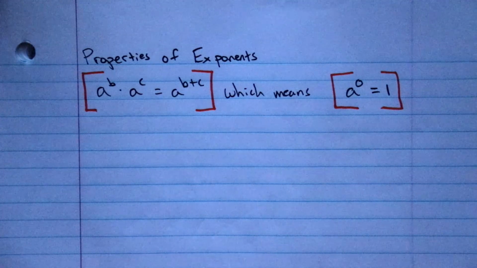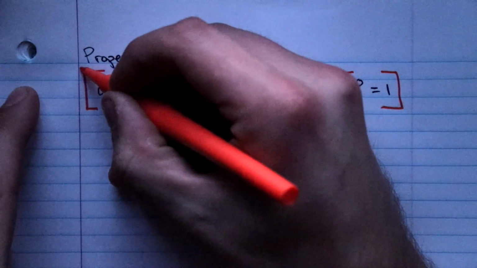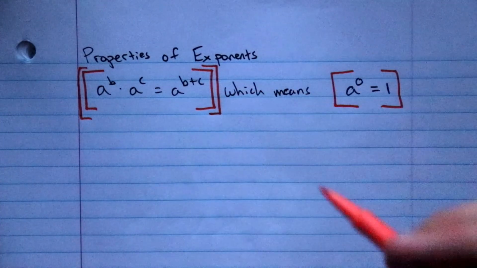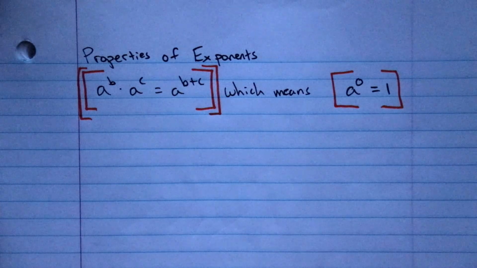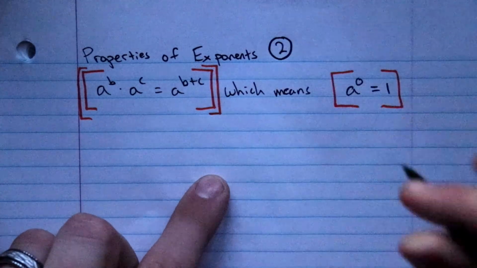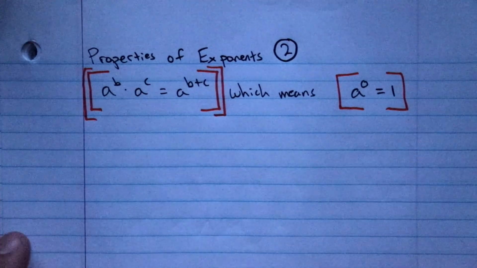So let's continue this. Let's see how strong this ultimate property is, which makes a lot of sense and which we justified with a few specific examples in the previous video. This is properties of exponents video 2, so make sure you take a look at that first video.